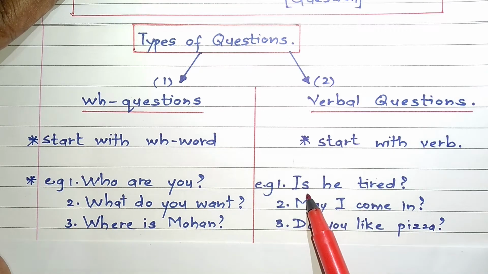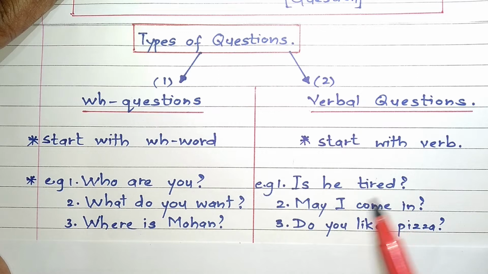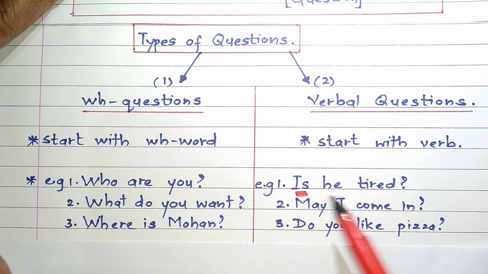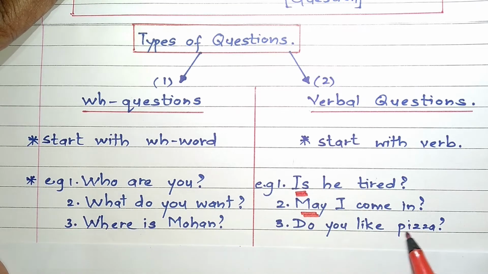For example, is he tired? Here, this is a verbal question. It is starting with a primary auxiliary, that is, auxiliary verb is. May I come in? This is also an example of a verbal question. Here, the question starts with a modal verb may. Do you like pizza? This is a verbal question because it starts with the auxiliary verb do.